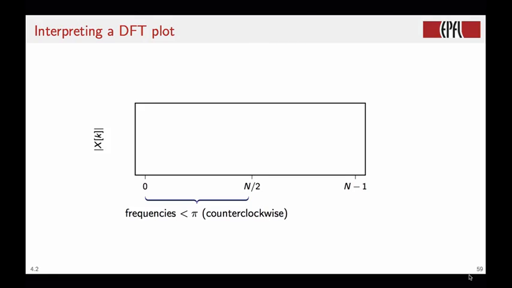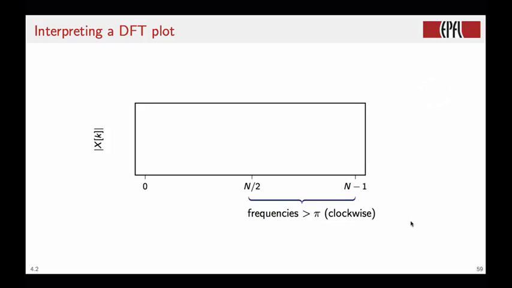So now that we've seen some examples, we can give some general guidelines on how to interpret a DFT plot. So first of all, you will have frequency coefficients from 0 to big N minus 1, where N is the size of your vector space. The first N over 2 coefficients correspond to frequencies less than pi. So we're talking about counterclockwise movement of the point on the complex plane.